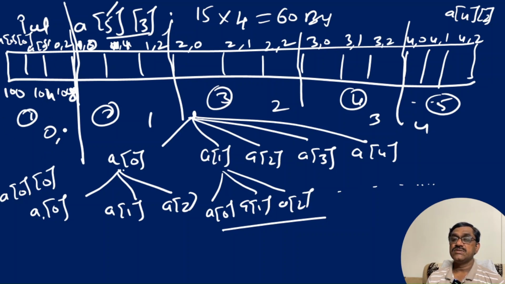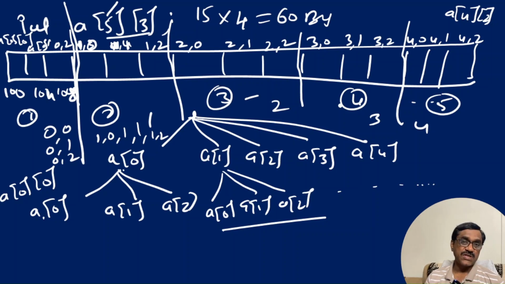So that we call 0 0, 0 1, 0 2. That means a of 0 0, a of 0 1, a of 0 2. Here, this is 1, no? In 1, again 3 locations. That means 1 0, 1 1, 1 2. Here it is 2 0, 2 1, 2 2. So like that, the subscripts, the names or references, are given to the two-dimensional array.